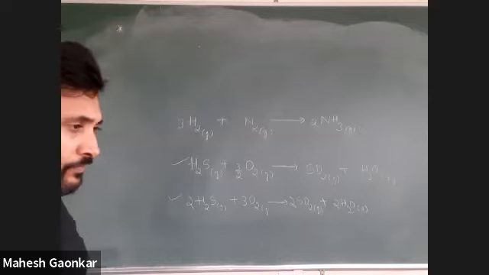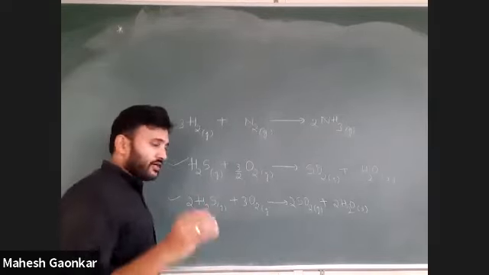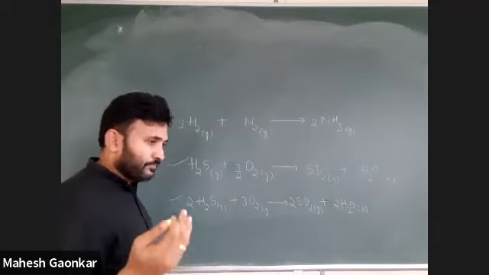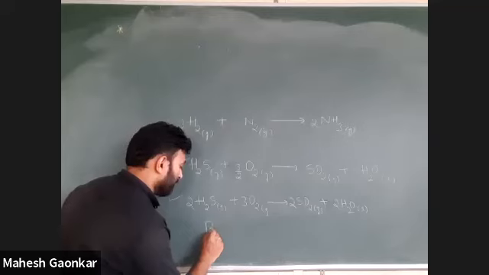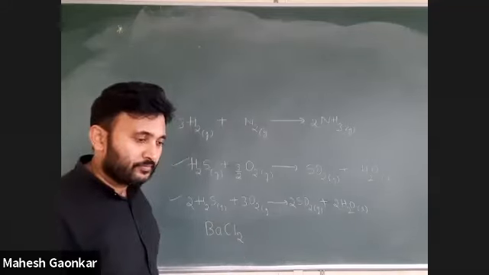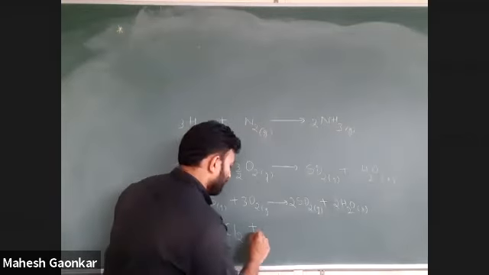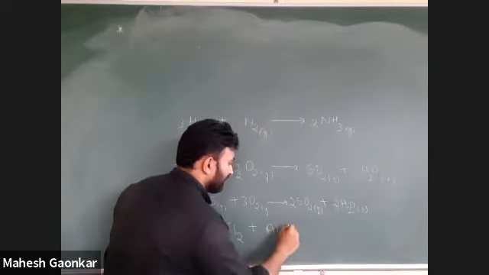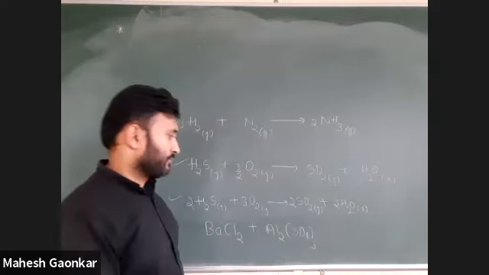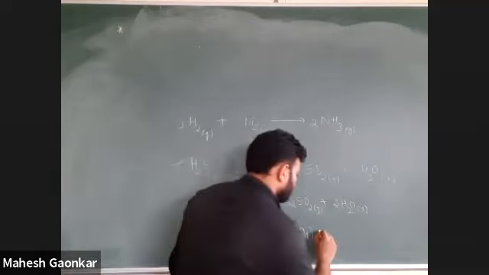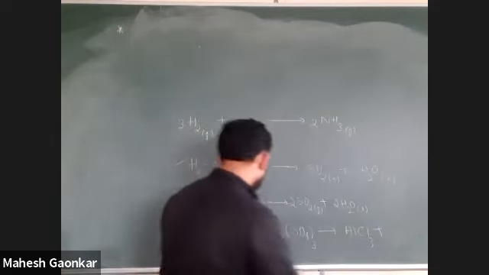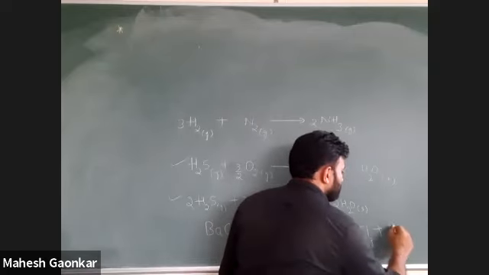Yes, the third one. Barium chloride reacts with aluminium sulfate. Once again, one by one, tell me. Barium chloride. That means BaCl2. Barium chloride, formula BaCl2, reacts with aluminium sulfate, Al2(SO4)3, to give aluminium chloride, AlCl3, and a precipitate of barium sulfate.